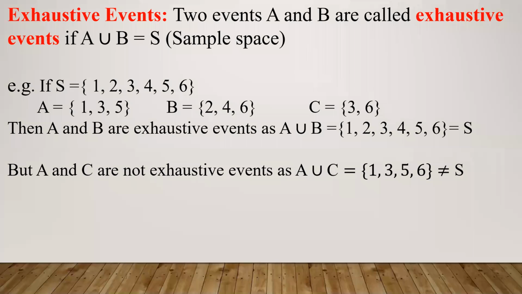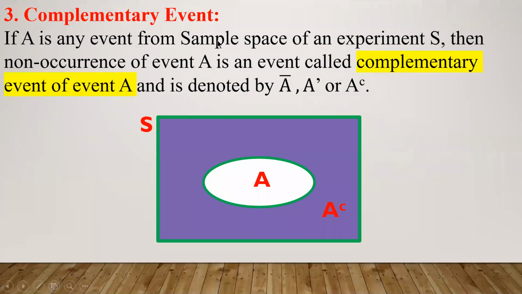Then we have seen complementary events. What is the meaning of complementary event? Non-occurrence of an event A is called the complementary event. If A is any event of an experiment S, then non-occurrence of event A is an event which is called the complementary event of A. If you want to write it down, you have to look at the sample points which are not in A, which are outside A.